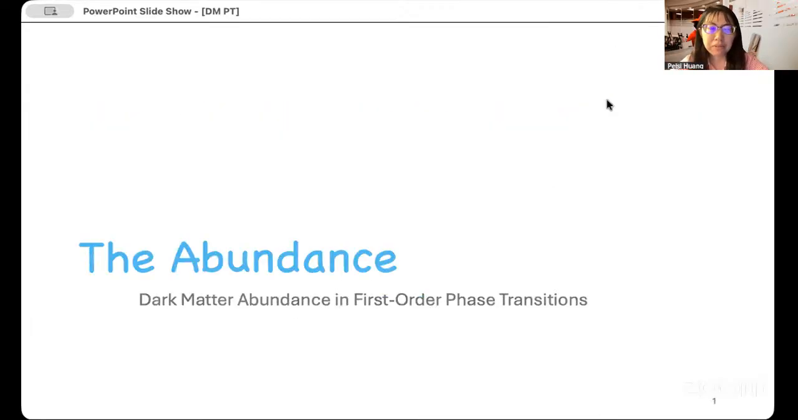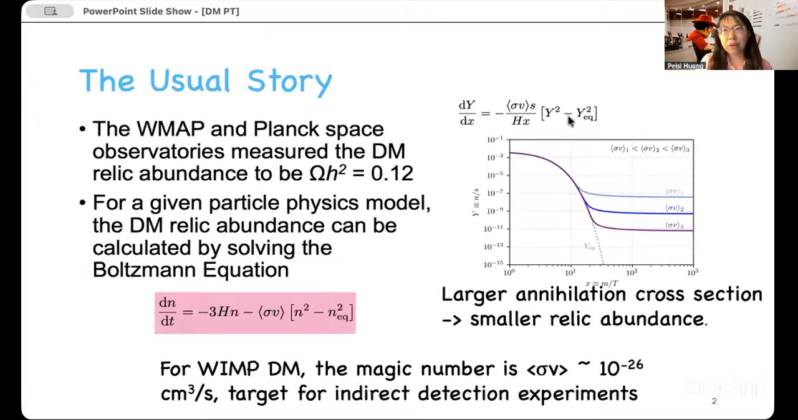So I'm going to talk about the abundance. I'm going to talk about how a first order phase transition can change the dark matter relic abundance. So the usual story is the following. We have the WMAP and Planck space observatories. They have measured the dark matter relic abundance extremely well, and the measured value is about 0.12. And then from the particle physics side, for a given particle physics model, we can calculate the dark matter relic abundance by solving the Boltzmann equation.